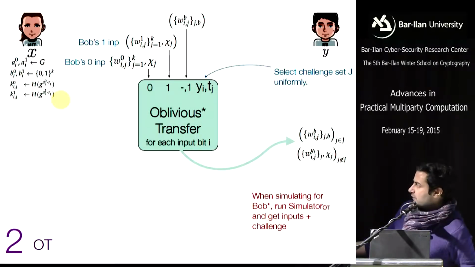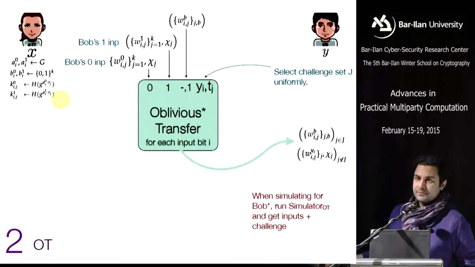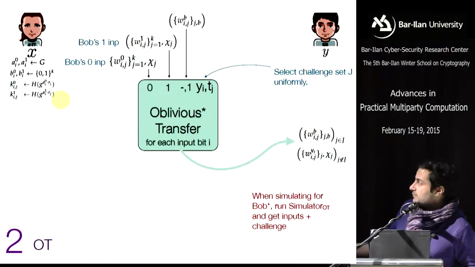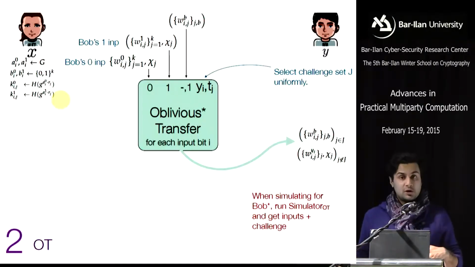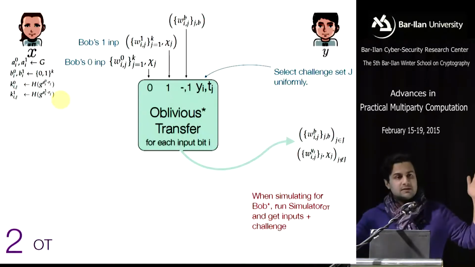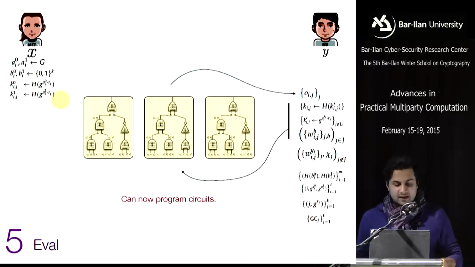And so when you extract from this, if you're trying to build a simulator for Bob Star, for a malicious Bob, what you'll do is run the simulator for this particular protocol, which will extract Bob's input to this protocol. So as a result, you get Bob's Y, and you also get which circuits are challenge circuits and which circuits are evaluated circuits. And so one can do this either with coin flipping or through this particular method. And if you do it with this method, once you have the input, you can then send it to the trusted party, get an output.